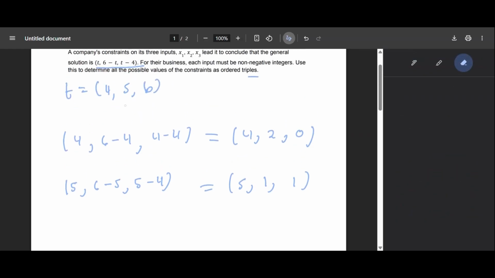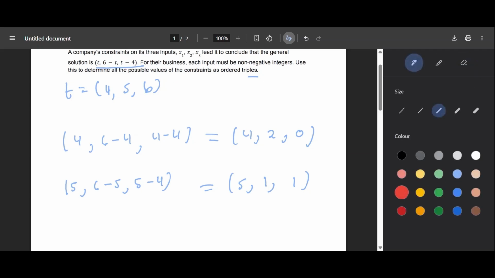All right, and now we'll test 6 as our last value here. All right, and now we're going to have t. We're saying that 6 is t. And then we'll have 6 minus t. We're saying that 6 is t. And then we'll have t minus 4. We're saying that 6 is t. So we have 6, then 6 minus 6 is 0, and then 6 minus 4 is 2.